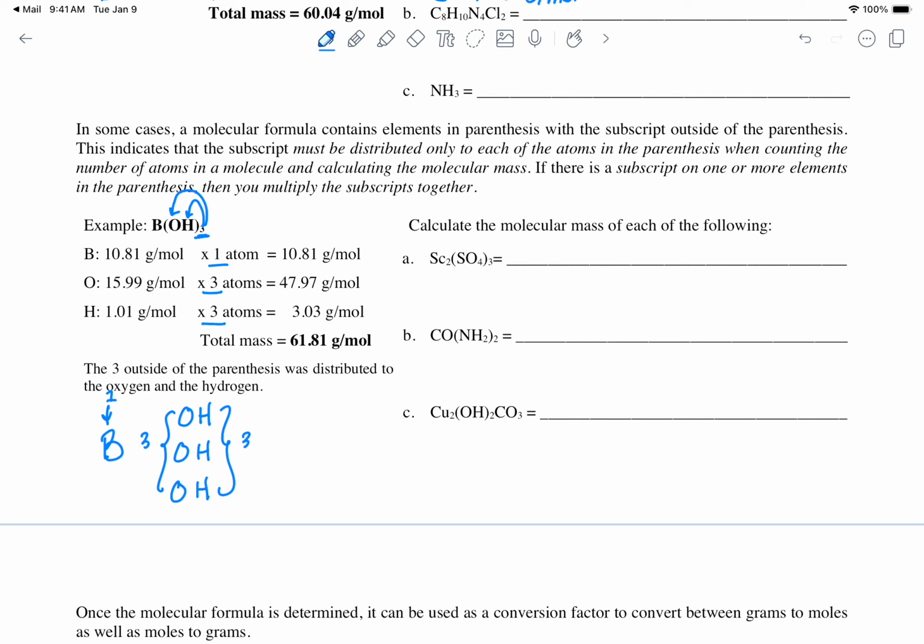So let's do one of these practice problems here. So we have Sc2(SO4)3. This 3 is going to distribute into the sulfur as well as to the 4 oxygens. Now here's a case where we have a subscript and another subscript. Let's visualize what this means. This means that I have SO4 that's going to stick together, and I have 3 of these in my molecule. I also have 2 Sc.